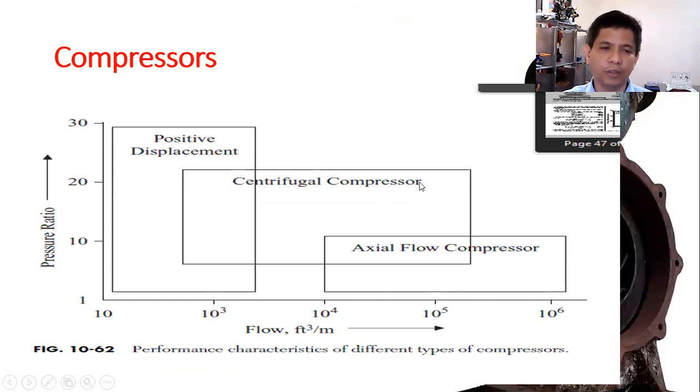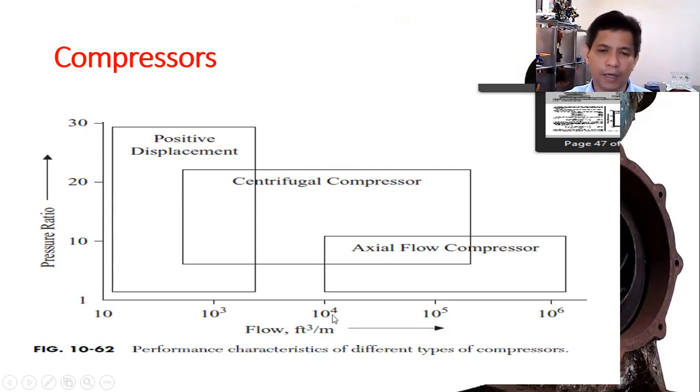In order to specify the type of compressor, generally we just use this diagram from our handbook. You can find this on figure 10-62, so just browse chapter 10 of the 8th edition. Basically, you need the flow rate in cubic feet per minute, and then on the y-axis, you have the pressure ratio. The maximum possible is only up to 30.